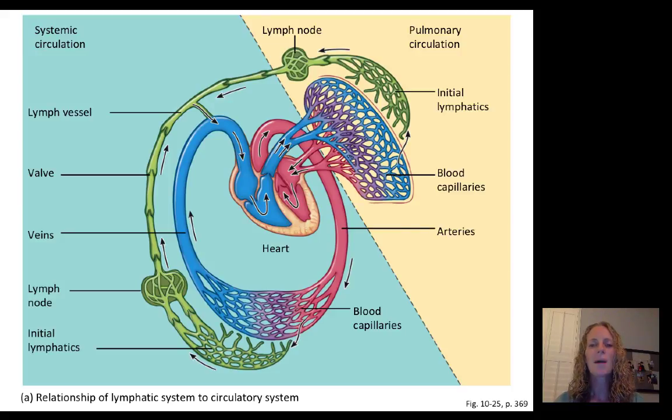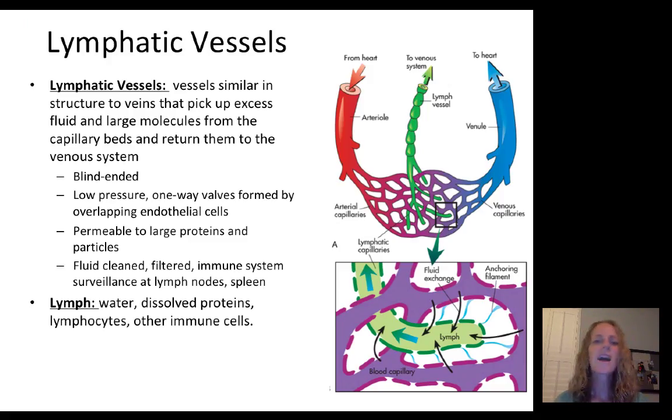So we've talked about the arteries, the capillaries, and the veins. The last set of vessels we need to consider are the lymphatics. So lymphatic vessels are similar in structure to veins, and they pick up excess fluid and large molecules from the capillary beds and return this excess fluid and large molecules to the venous system. The biggest difference between lymphatic vessels and veins is that it's a one-way system.